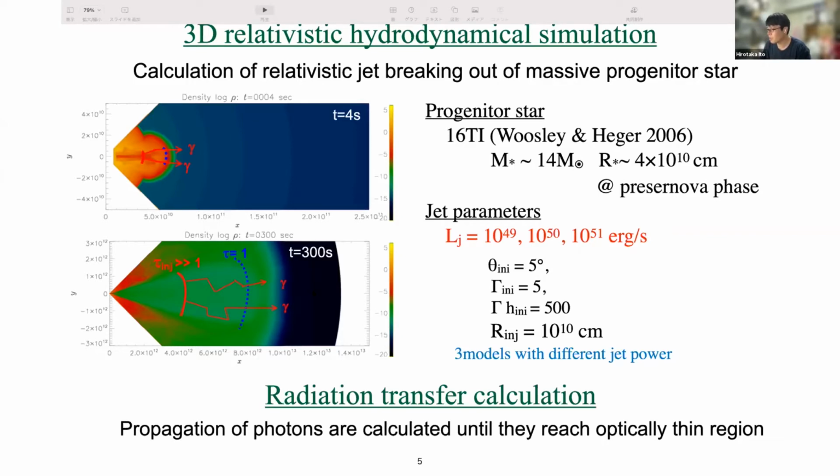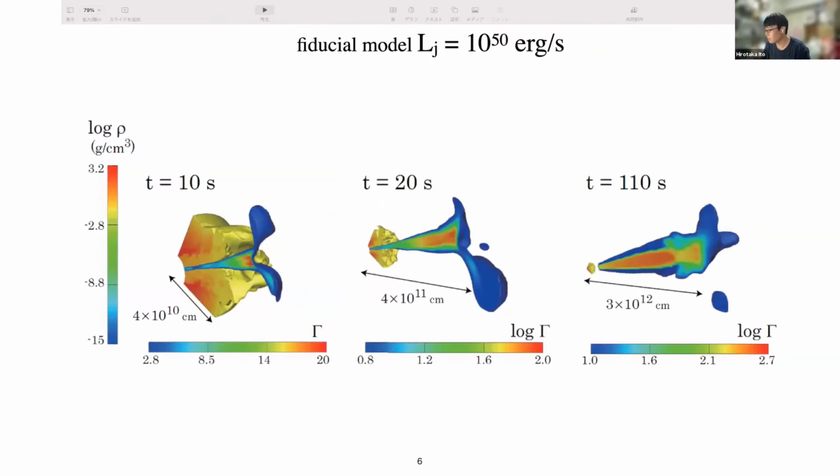So now let me move on to the result of the simulation. First, I'll show the result of the fiducial model, for which I employ a medium value for the jet power among the three models. Here is a snapshot of the 3D hydrodynamic simulation with a 2D slice at the central axis. As you see, initially the jet digs through the massive envelope. It eventually breaks out and propagates to large distance, and finally it will leave the star. And at this latest stage, most of the emission will be released.